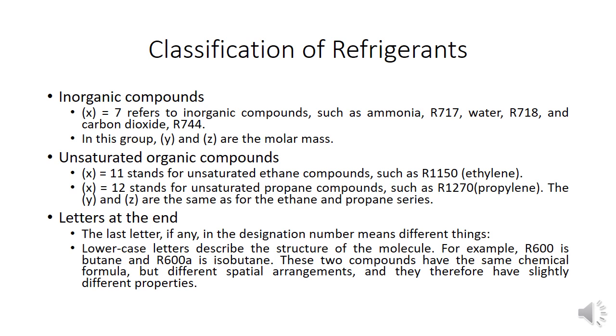It is 11 and 12, which is related with ethylene and propylene only. So these are some of the ethane and propane series mixtures or refrigerants which are used for some specific industrial applications. And the letters at the end: a lowercase letter describes the structure of the molecule and is considered a subgroup of this particular compound. Like butane is R600 and R600a is isobutane. So we can define it in this manner.